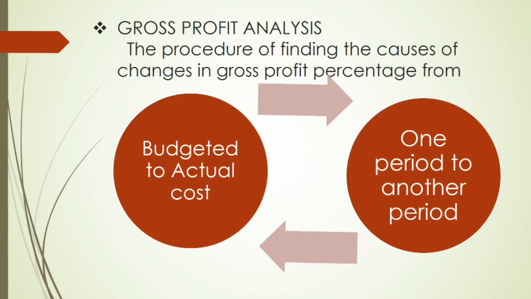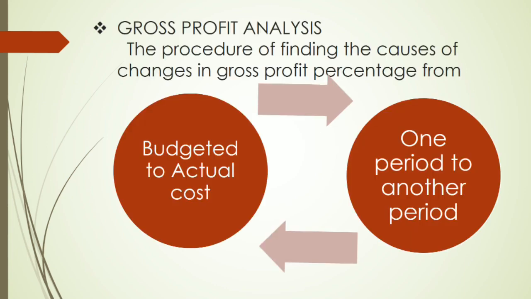Gross profit is the difference between net sales and cost of goods sold and is computed as a part of income statement. You may also say that gross profit is affected by at least three major variables: the unit sales price, unit cost price, and the unit sold.